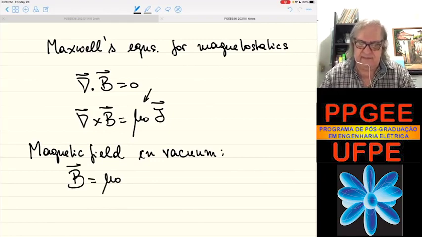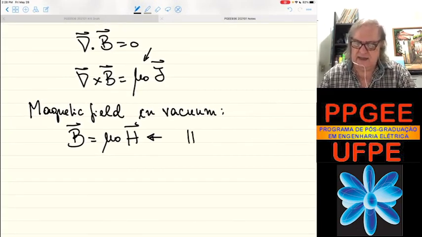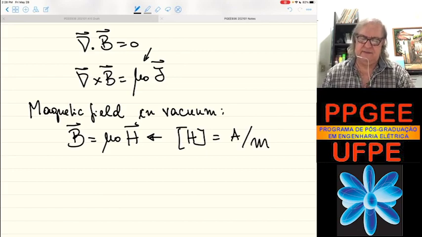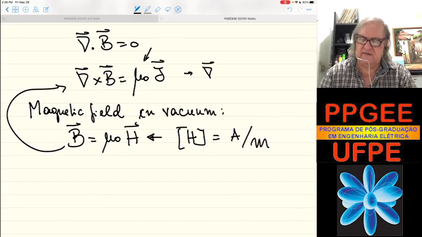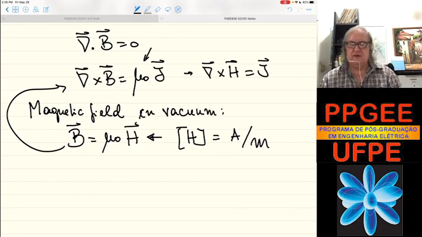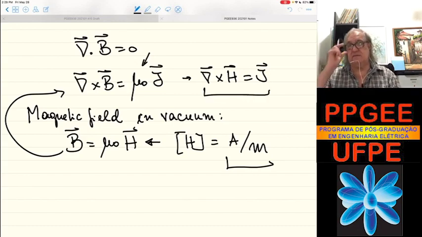So we're going to put B equals mu0 times H. With this definition, if you look at the dimensions, H has a dimension of amperes per meter. If we put this here, the second equation becomes curl of H equals J. So for now, we introduce the magnetic field measured in amperes per meter, so that we simplify the second equation to curl of H equals J.